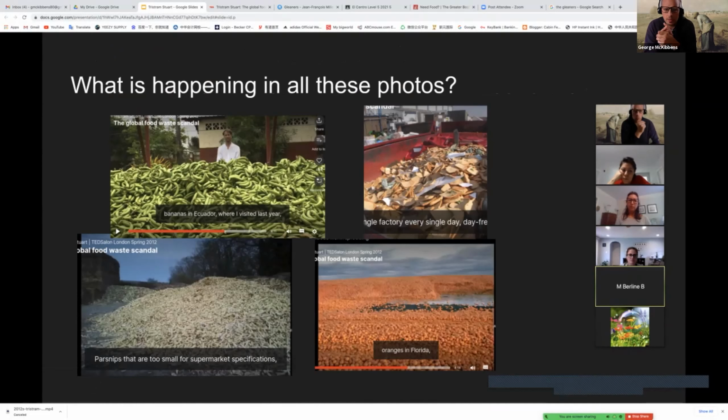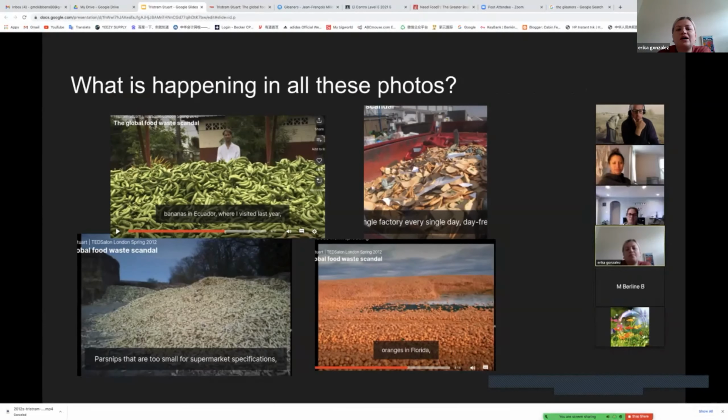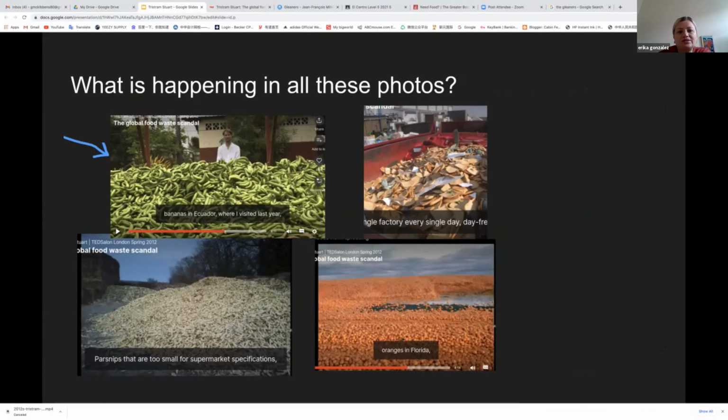What is happening in all of these photos? Who could tell me? Raise your hand if you got the answer. In Ecuador, the bananas are discarded because they don't have the standard, the supermarket standard. Yes, so this one's Ecuador. Perfect.